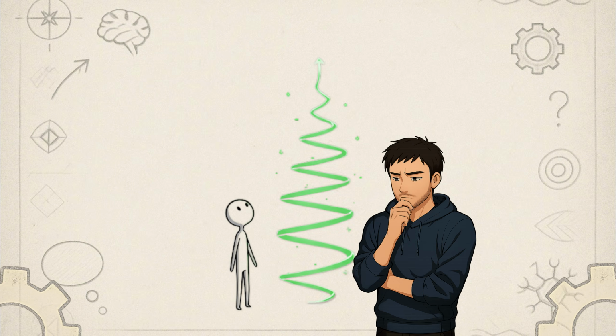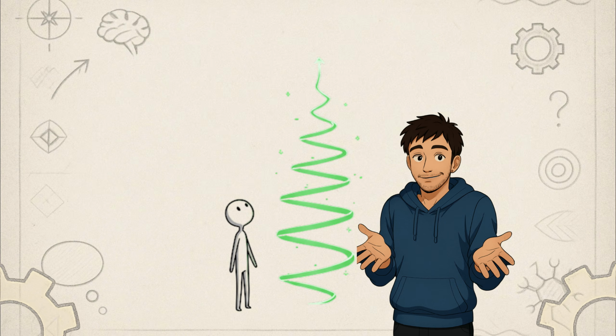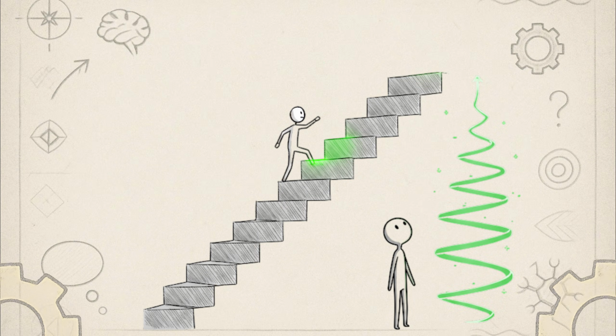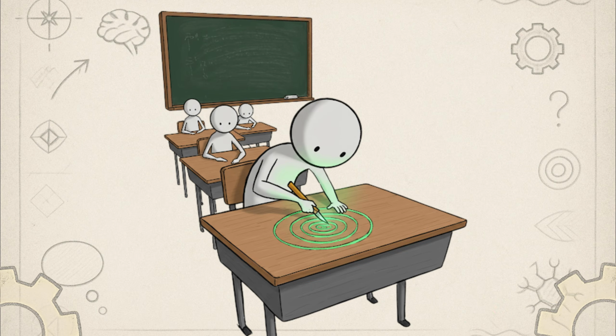See, spirals get a bad rep. We think spiral and we imagine crashing, falling, losing control. But not all spirals go down, some go up. The key is this: loops are neutral. They can trap you or transform you. Because here's the truth no one tells you in school.